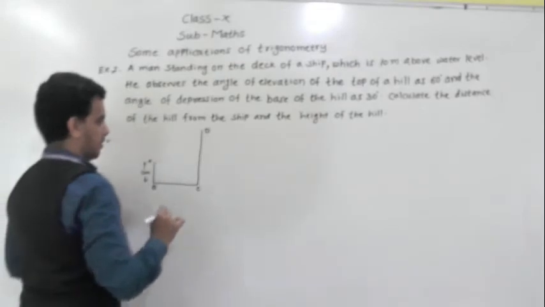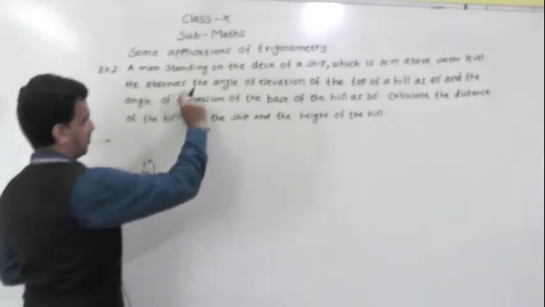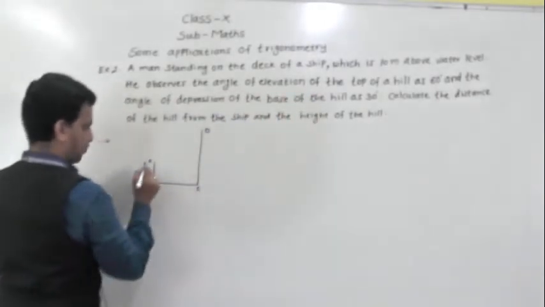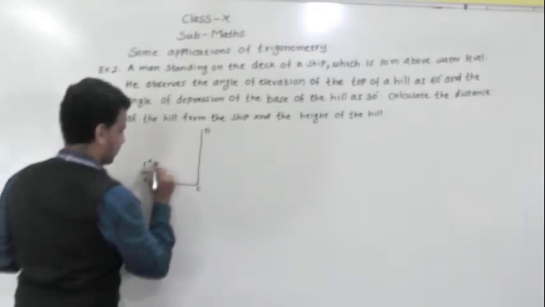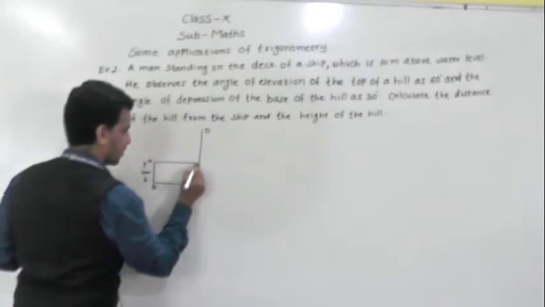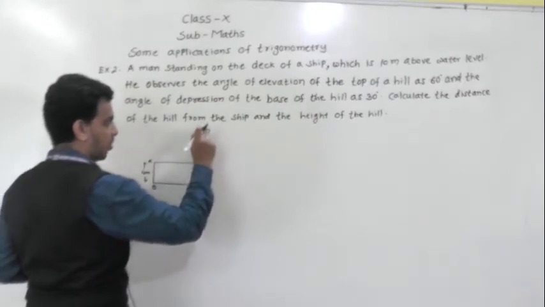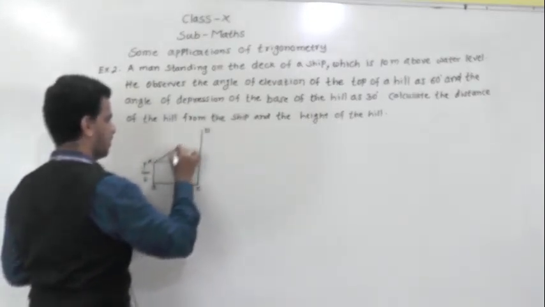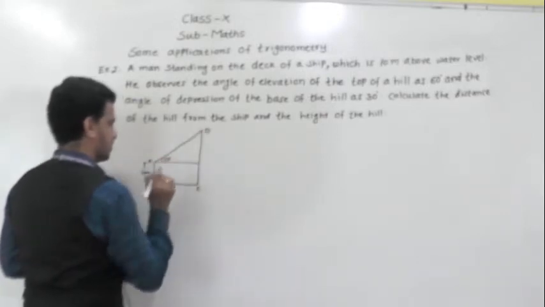Then what is given? The angle of elevation of the top of a hill as 60 degree from this point. So I am drawing the horizontal level here. This is the horizontal level. From this point, the angle of elevation to the top of the hill is given as 60 degree. So this angle is 60 degree.